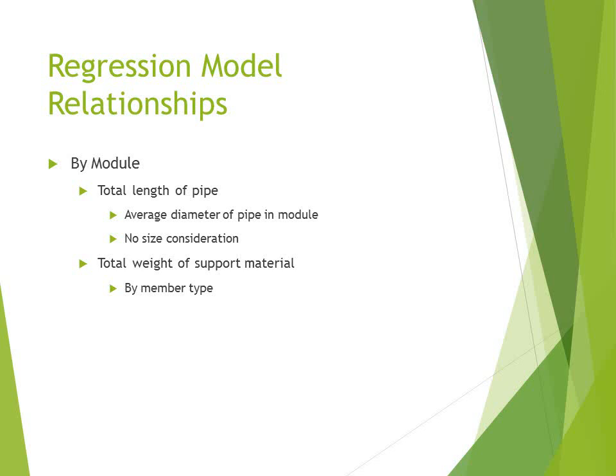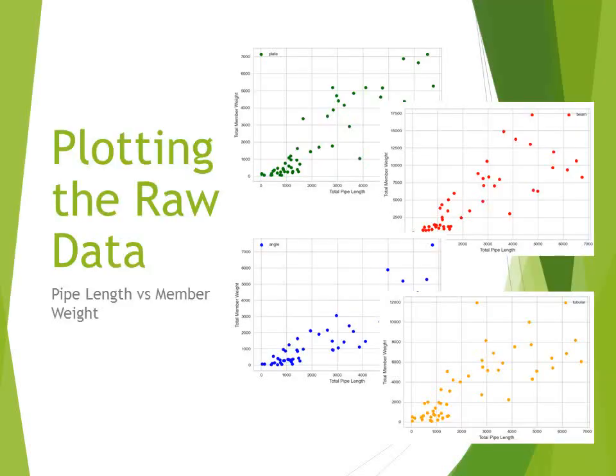For this study we will look at the weighted average diameter for the module and compare it to modeling with no consideration for size of pipe in the module. For this study, we will focus on 4 common structural members: steel plate, beams, angle bar, and tubular. First we look at the resulting data after being grouped by module from the raw data set. Plotting the total length of pipe in a module against the total weight of a particular structural member for that module gives us the following results.